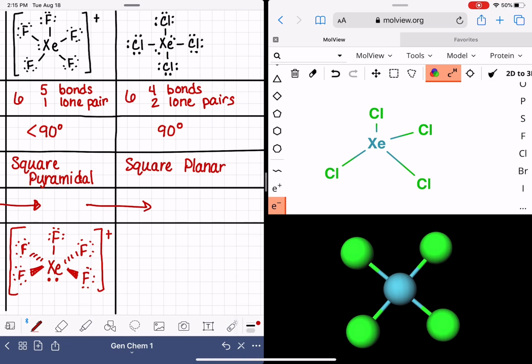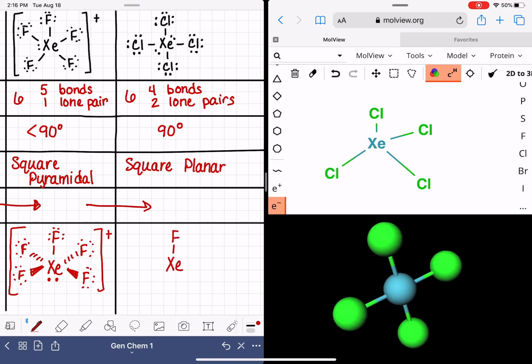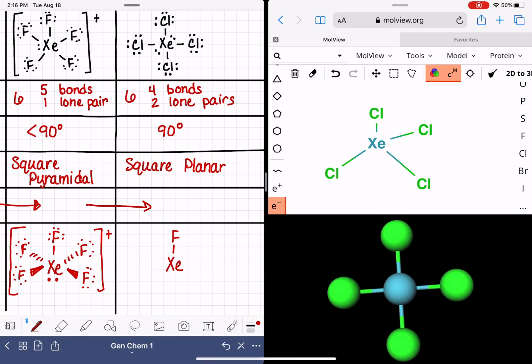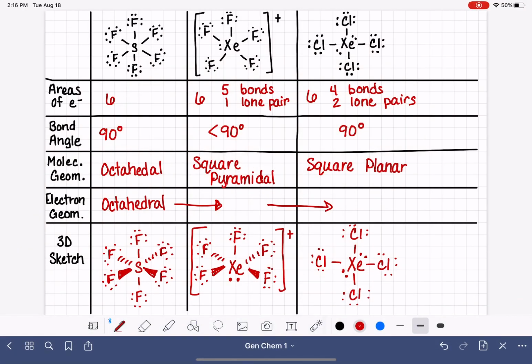And the easiest way for us to draw this shape is to just simply draw it like looking at it from this perspective. And that's not a fluorine, it's a chlorine. Draw it like this. Now you have made it through all of these molecules, and you have a summary of every possible combination of bonds and lone pairs on the central atom.